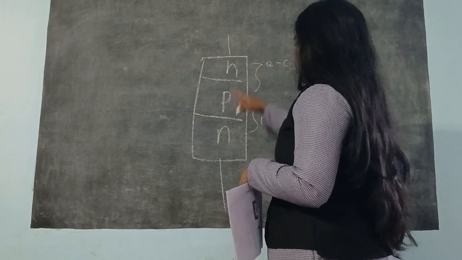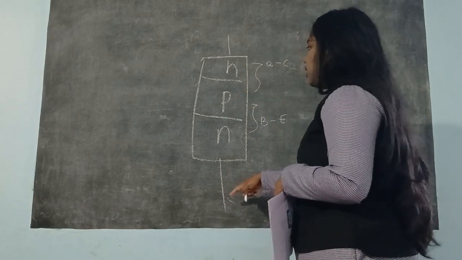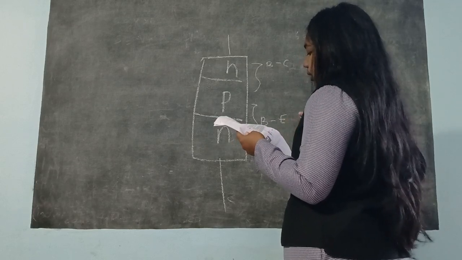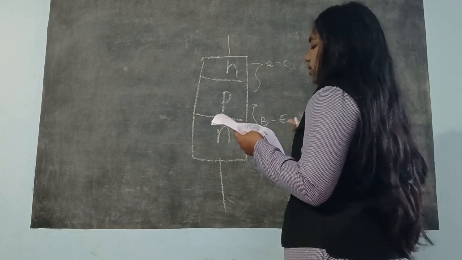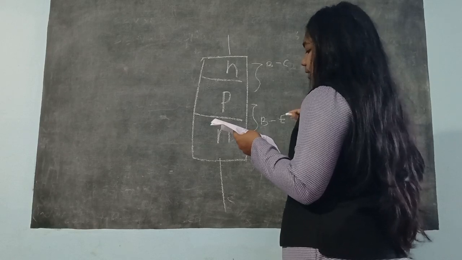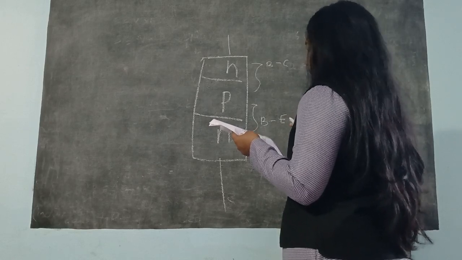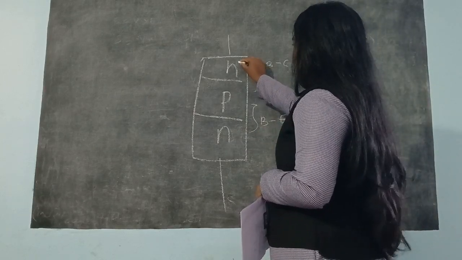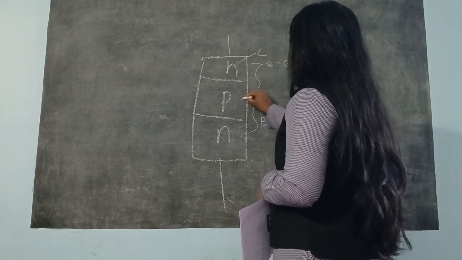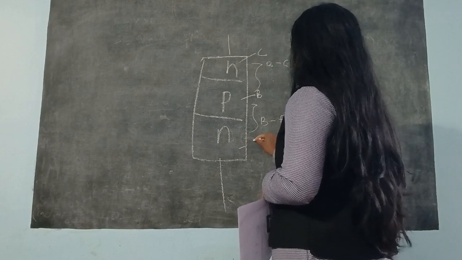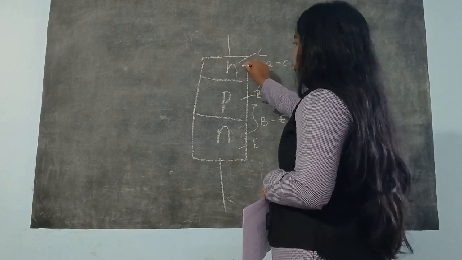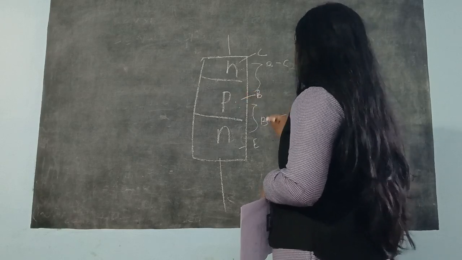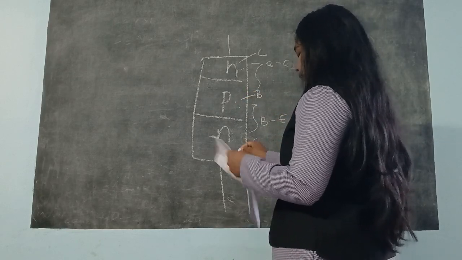There are two types of transistor, NPN transistor and PNP transistor. In the NPN transistor, it is a transistor which consists of N regions separated by a P region. This is the collector, this is the base and this is the emitter. The collector is moderately doped, the base is lightly doped and the emitter is highly doped.